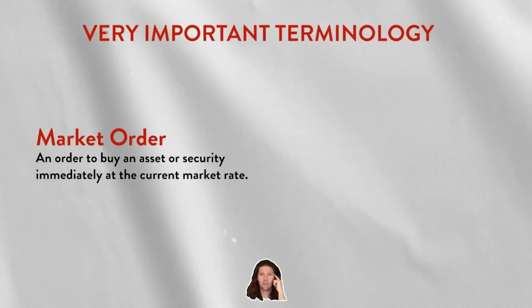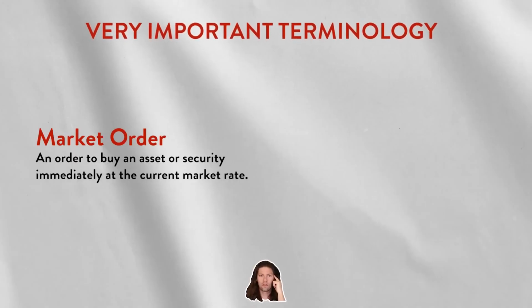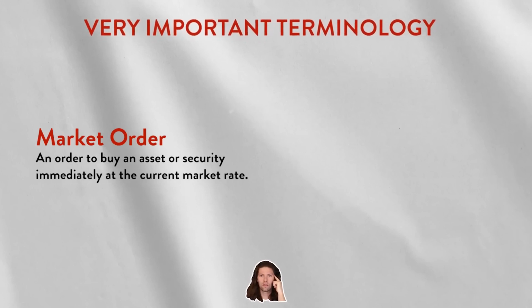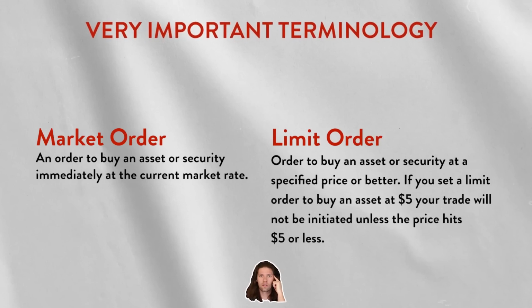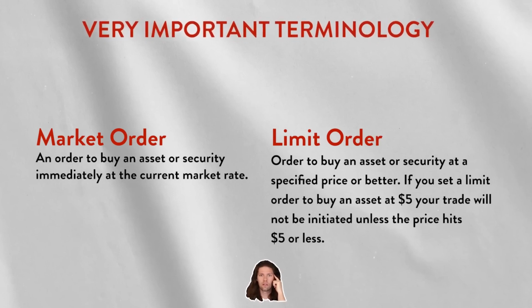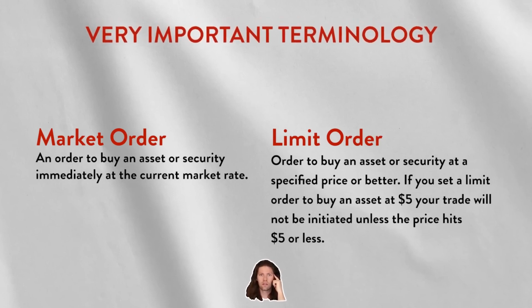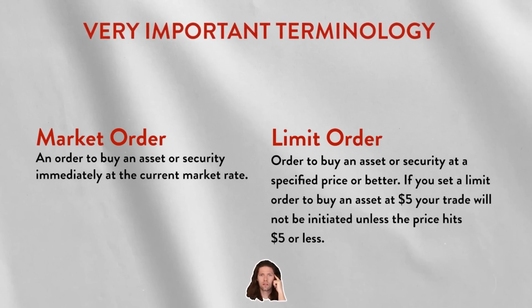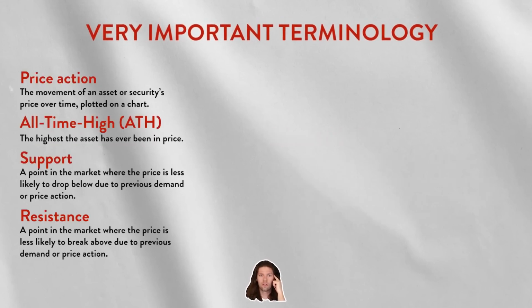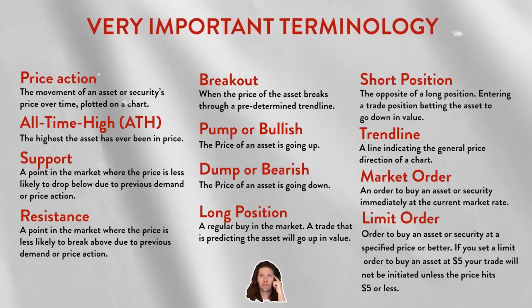A market order, an order to buy an asset or security immediately at the current market rate. Limit order, an order to buy an asset or security at a specified price or better. If you set a limit order to buy an asset at $5, your trade will not be initiated unless the price hits $5 or less. These terms will help you with the learning process for the remainder of this video.